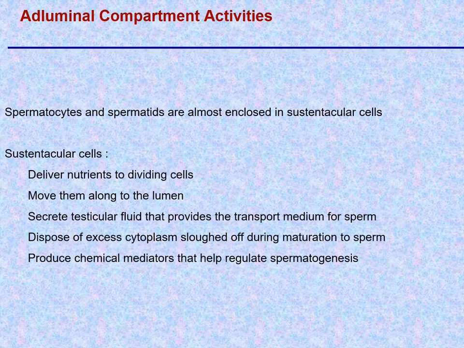Spermatocytes and spermatids are completely enclosed by those sustentacular cells. They don't only form that blood-testis barrier, they also deliver nutrients. They help move the developing cells that are undergoing meiosis along towards the lumen. They secrete some fluid to help with transport of the sperm through the seminal vesicles and up, to get them out of the testes into the epididymis.